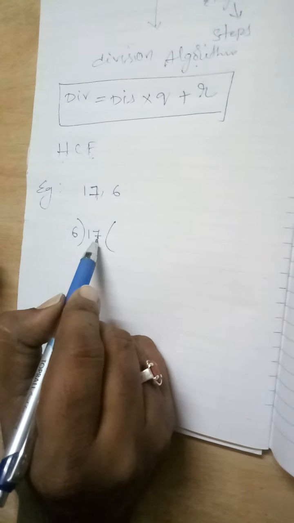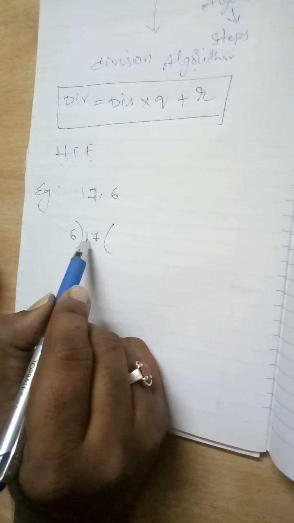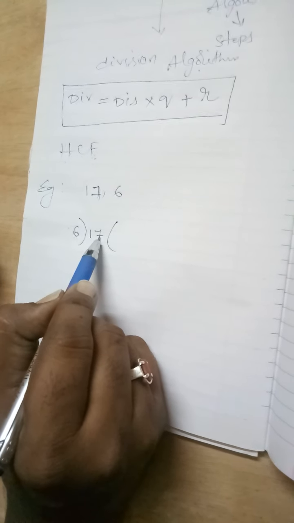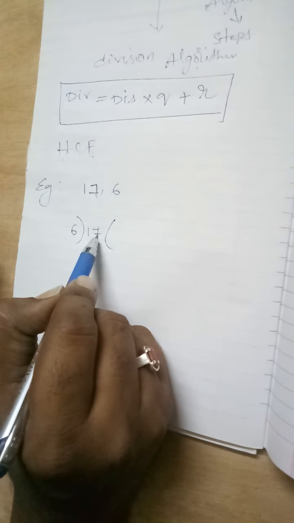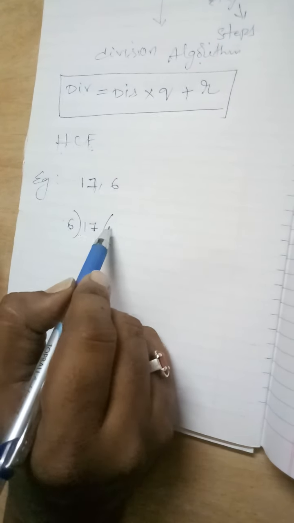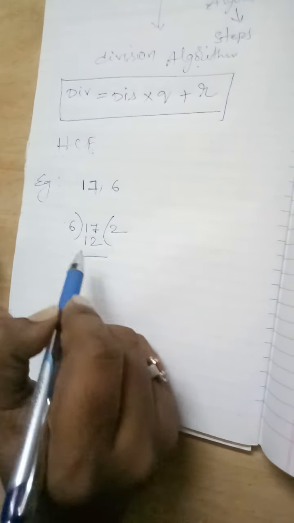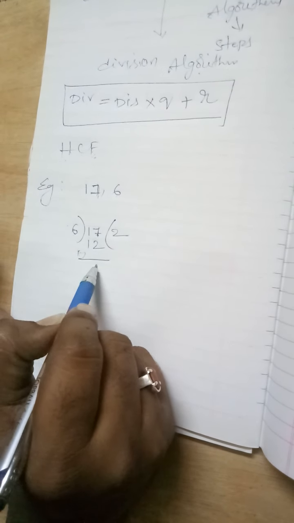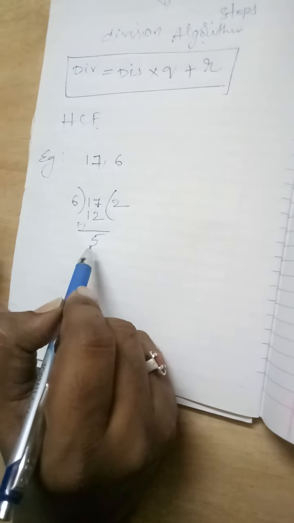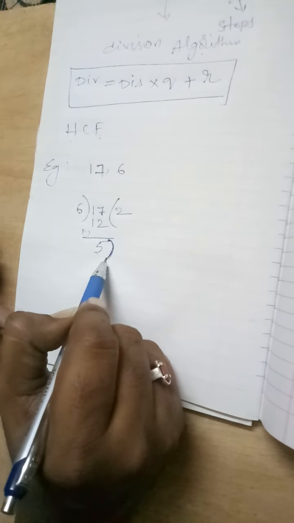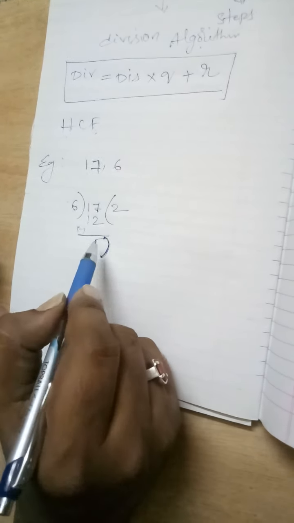What is the nearest number in the 6 table to 17? 6 1s are 6, 6 2s are 12, 6 3s are 18. It is more than 17. 6 2s are 12. 17 minus 12 is 5. Now this 5 is the divisor, and the previous divisor is the dividend.